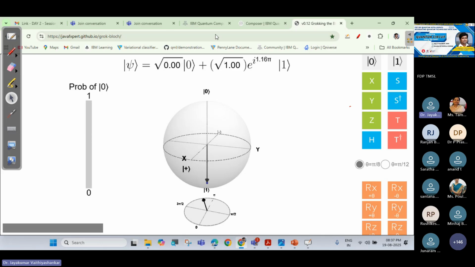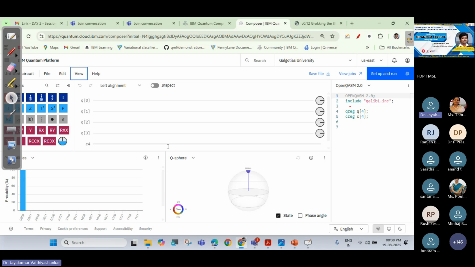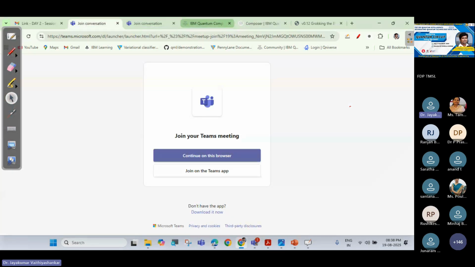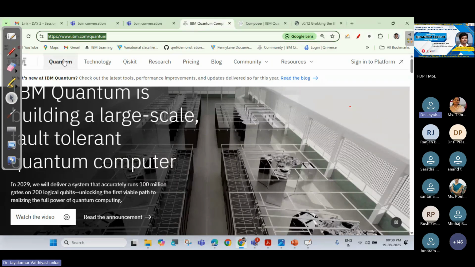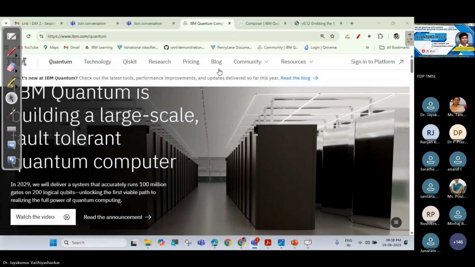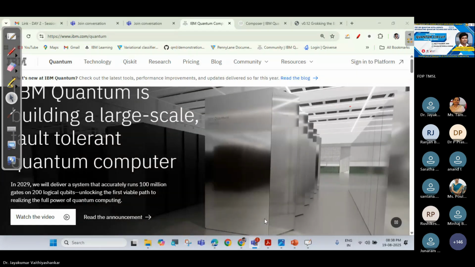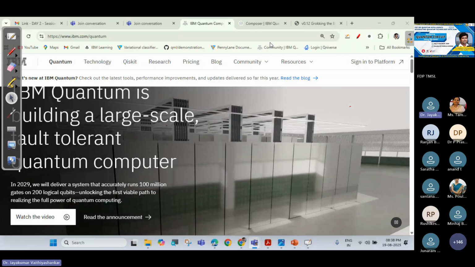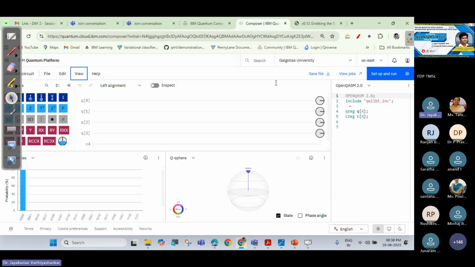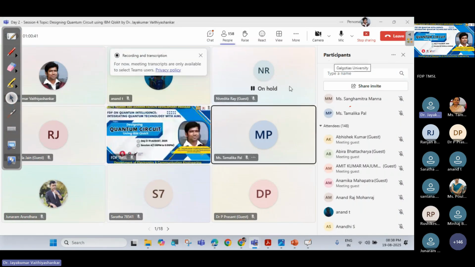So we will try to do this circuit with the help of an IBM login. If you don't have a login, try to create one. Look at the chat box, I will share once again. All of you go to this website and try to create a login. If you are not able to create a login, you can do it after this session.